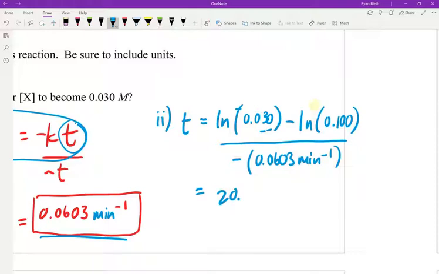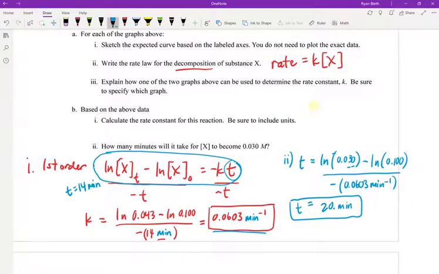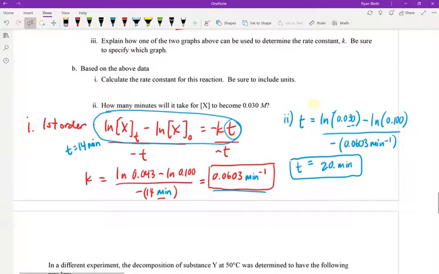It's 19.9 something something. So we're at 20 minutes. And that's units of minutes, right? Because I'm dividing by minutes to the negative 1, which flips minutes back to my numerator. So time would be 20 minutes. And that makes sense because I predicted at the beginning that it would be more than 14 minutes. So at least I know I'm close. I'm on the right track. So that's 20 minutes to get to that concentration.